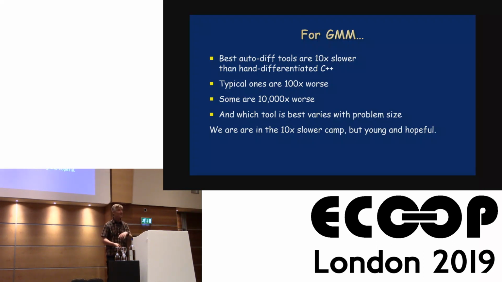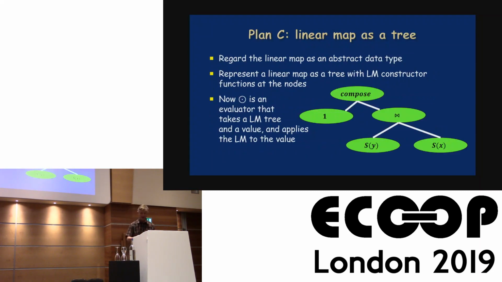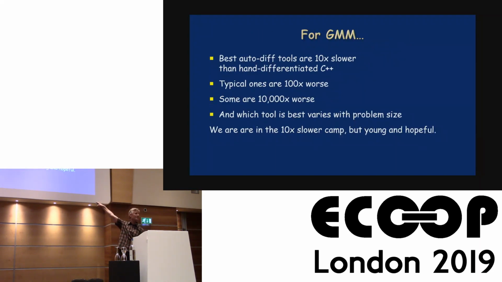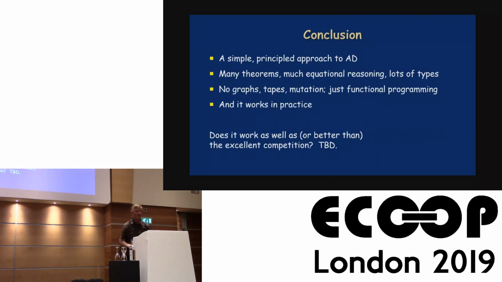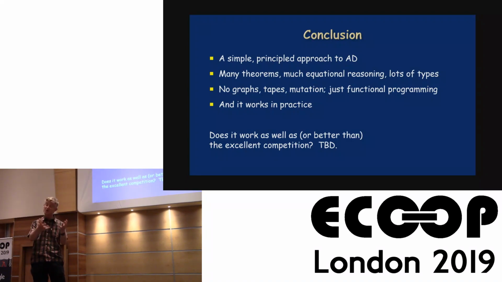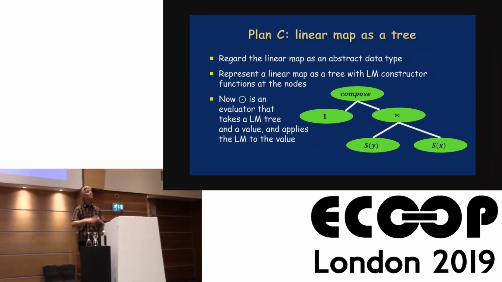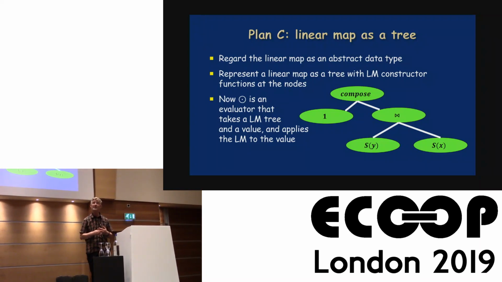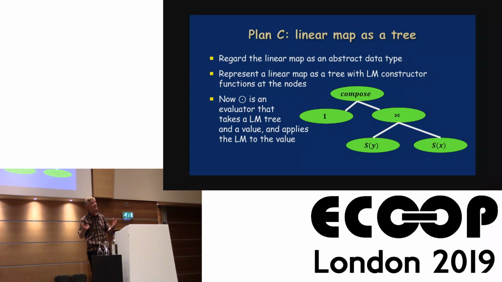And moreover, which tool is best can actually vary with the problem size quite a bit. And by the way, we are in the 10x camp, but we're at a very early stage so far. I had to finish here, just to say this is somewhat in the nature of paddling around the shallows, but I hope it has given you a slightly alternative view about automatic differentiation, based on the idea of linear maps as an abstract data type that can be represented in a variety of ways: as executable code, as matrices, or, and I'm not going to spend any time on this, as syntax trees built with the constructors. This is actually a viable representation that we're using as well. And that wiggle room of having lots of representations of linear maps helps in thinking about it and helps in implementing it.